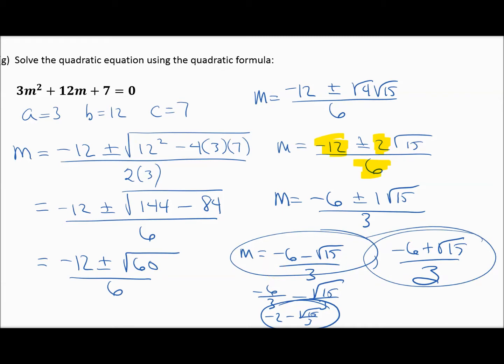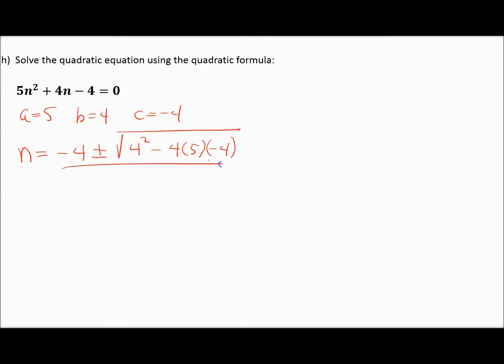Okay? So I suggest trying this one. A equals 5. B equals 4. C is equal to negative 4. So you have n equals negative 4 plus or minus the square root of 4 squared minus 4 times a, which is 5, c, which is negative 4, and that's all divided by 2 times 5.